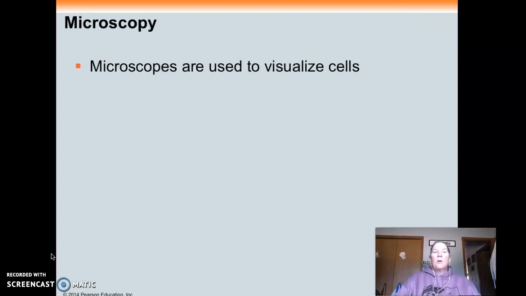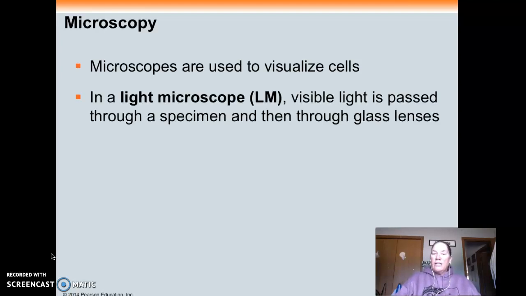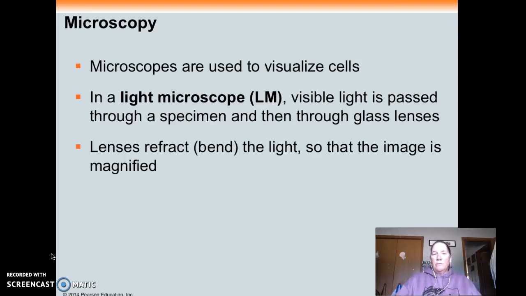Okay, microscopes, and you will do one of those Labster things with microscopes. They are used to visualize cells. There's a couple different kinds. The light microscope is the one you probably think of when you think of a microscope. You look through an eyepiece, and the light is bent, and it allows you to see a specimen. It magnifies it. Light microscopes magnify 40, 100, and 1,000, I think. And if you use oil immersion, you can do even better.